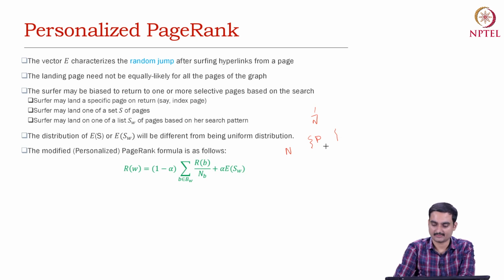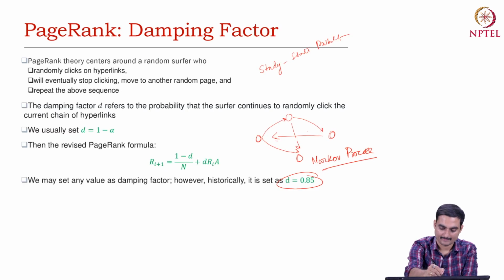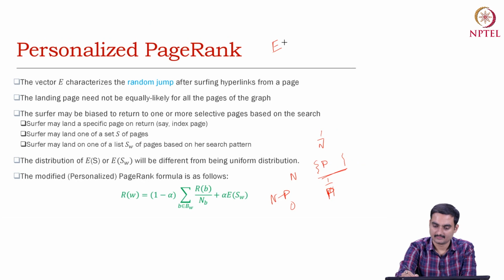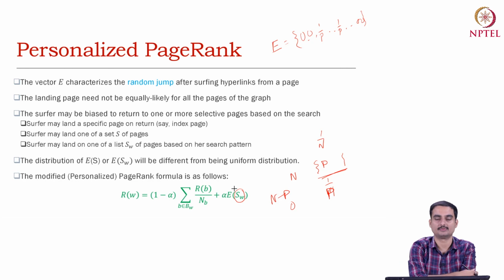And this predefined set of pages is already selected based on the topic, or based on the application, for example. So for this set of pages, the probability would be uniform, 1 by |P| or 1 by p, say. And for the other n minus p nodes, it is 0. So when we write this E, this is a vector, it would be 0, 0, 0, but 1 by p for those pages which have been selected, others would be 0. So for this set of web pages, your jumping probability, teleportation probability, will be non-zero, and for other cases it will be 0.